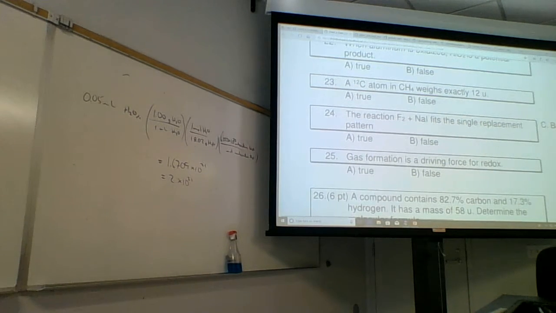A carbon-12 atom in methane weighs exactly 12 U. True. All carbon-12 atoms weigh exactly 12 U, no matter where they are in the universe. It could be anywhere in the universe, they're going to weigh exactly 12 U.